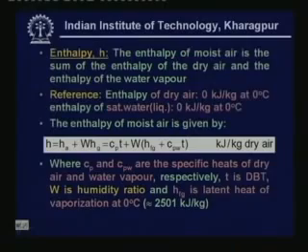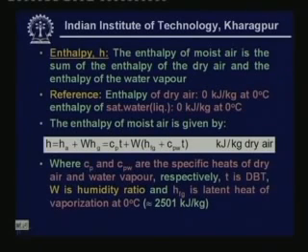And for enthalpies, we know that you cannot have an absolute value of enthalpy, so you have to have reference values. Here the references are like this. For dry air, the enthalpy is taken as 0 kilojoule per kg at 0 degree centigrade. This is the reference value for dry air. Whereas for water, the enthalpy of saturated liquid water is taken as 0 kilojoule per kg at 0 degree centigrade. So these are the reference enthalpy values based on which we define the enthalpy of moist air.